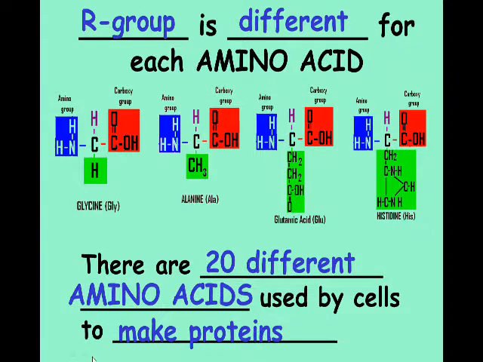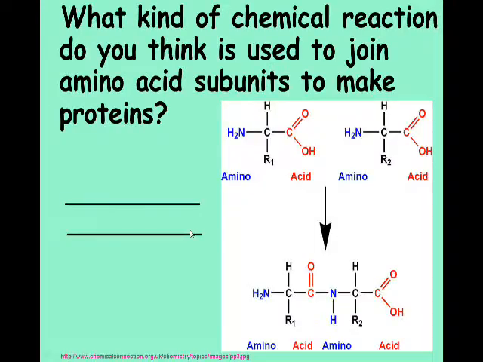So think about all the possible things that could go into those R spots. It's pretty amazing that living things all use the same 20 amino acids to make their proteins. It's an example of that connection between organisms. Shared common ancestor, shared biochemistry.